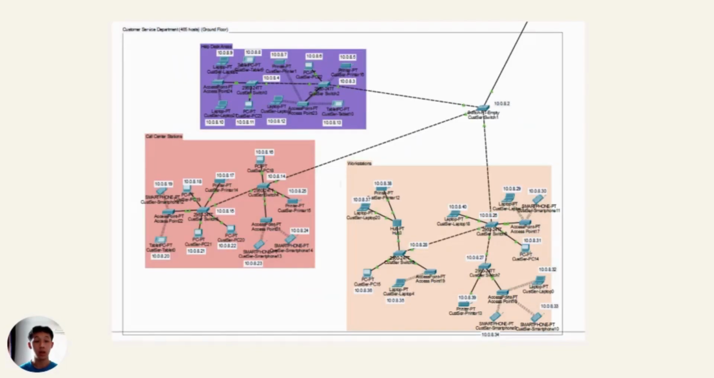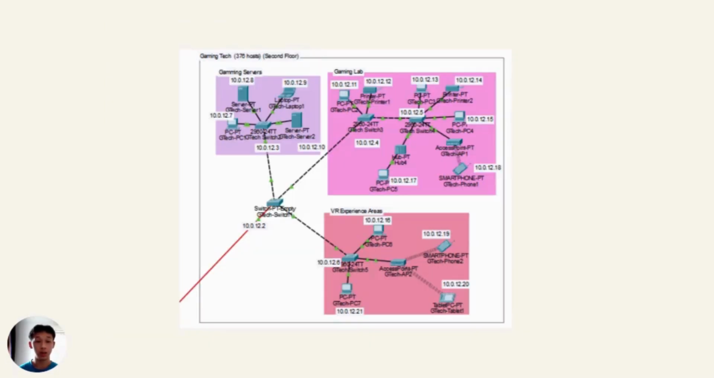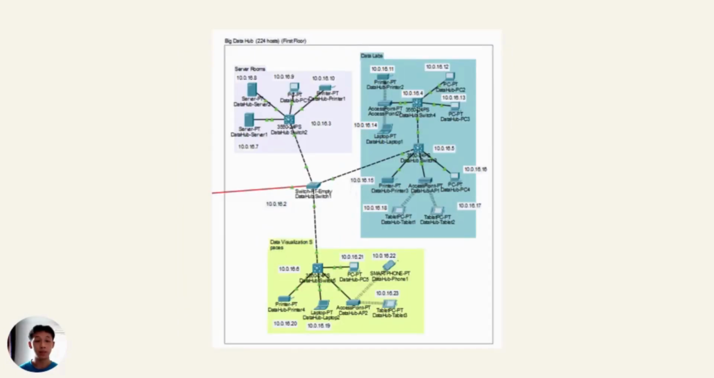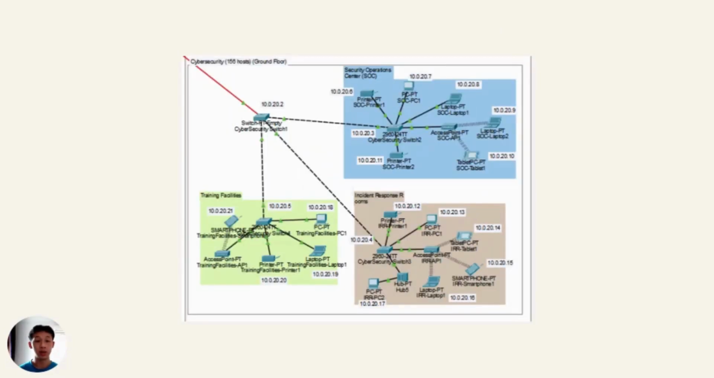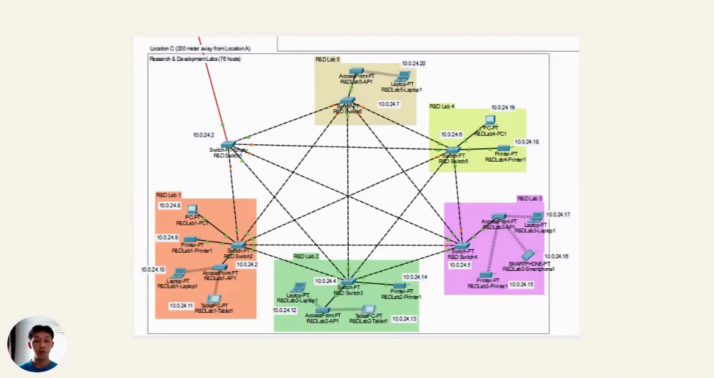And then this is the network topology we use, which is tree topology for the other departments: customer service department, gaming tech department, big data hub department, and the cybersecurity department. But for location C, we use a mesh topology. The reason we use a mesh topology is because its decentralized structure helps a lot in organization. When a single data lab fails, other data labs will not be interrupted, so it is suitable for this R and D lab.